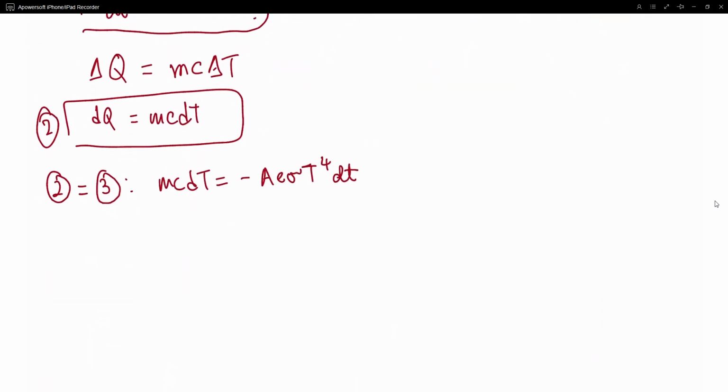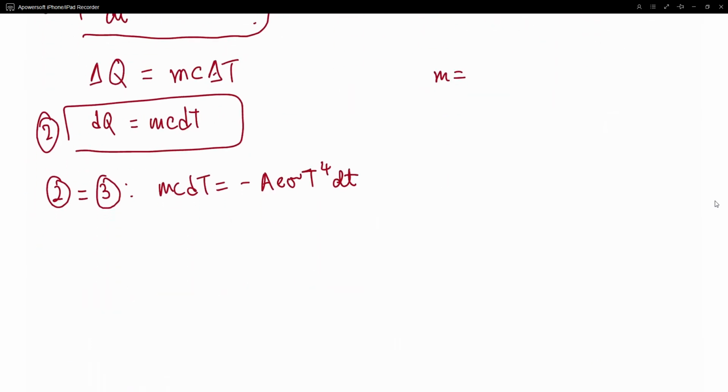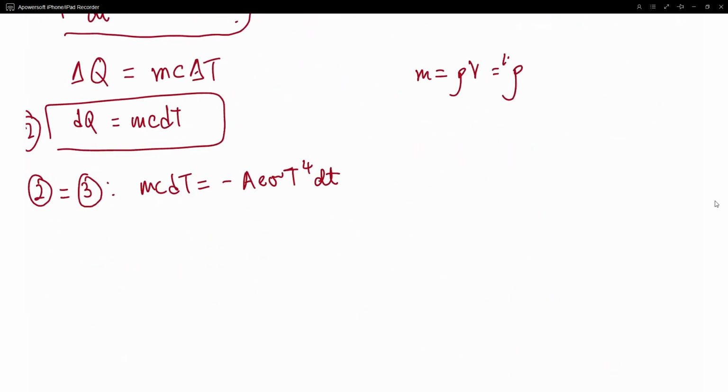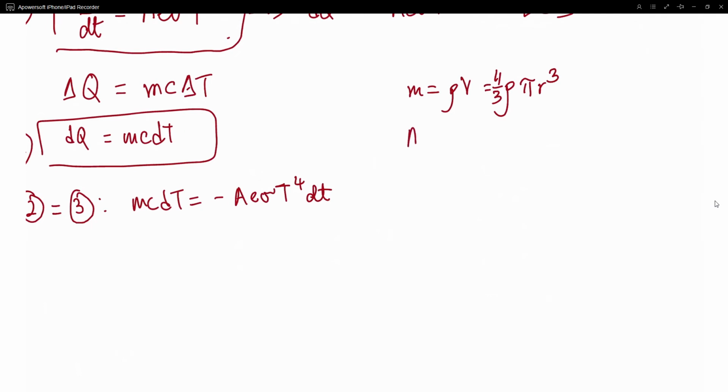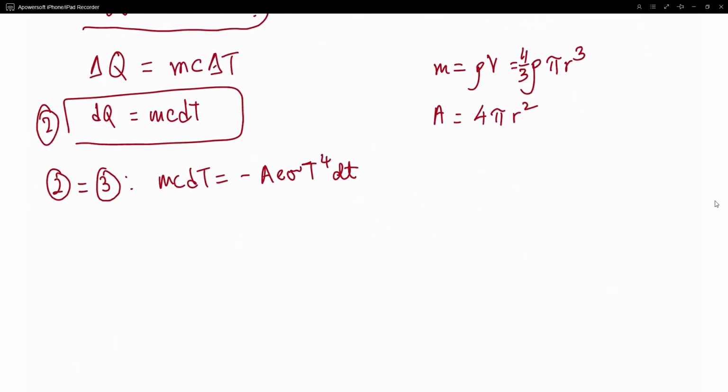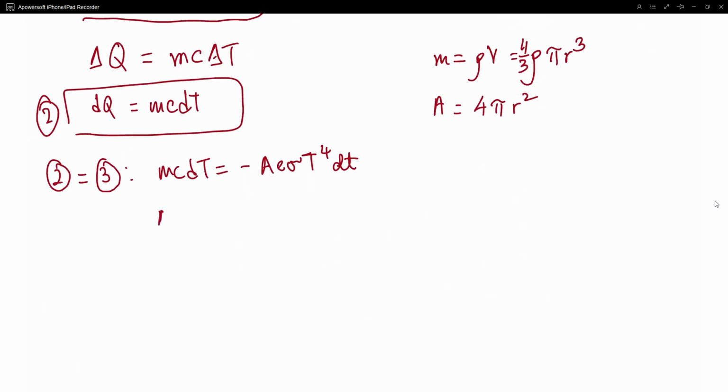Right. But we can simplify this. We can do a little better. The mass is nothing more than the density multiplied by the volume, and this is a sphere, so the volume is given by 4/3 pi r cubed, and your surface area is, because it's a sphere, 4 pi r squared. So we can further simplify this. We get 4 over 3 rho pi r cubed c dT is negative 4 pi r squared epsilon sigma T to the power 4 dt.